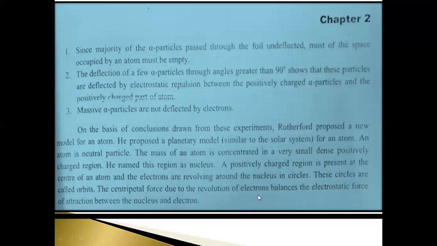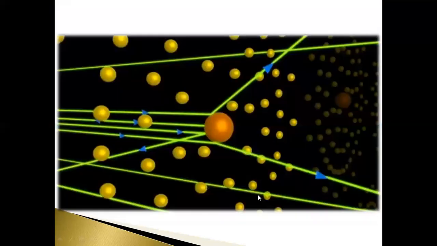You can see in this image that most of the alpha particles pass straight or are deflected at a shorter angle as they touch the proton at a side, so they are deflected at a shorter angle. But those alpha particles which are going in the middle are bounced back or deflected at an angle greater than 90 degrees.